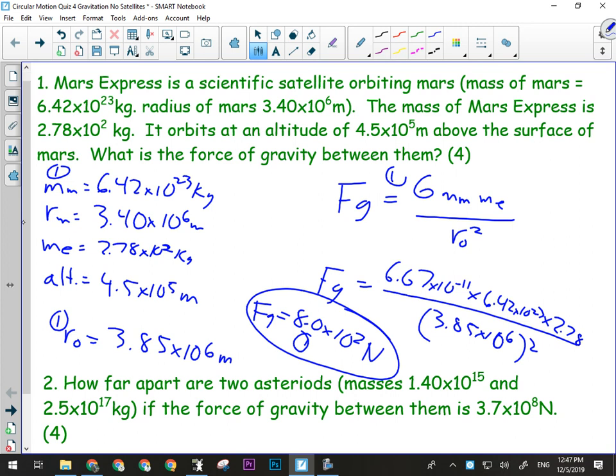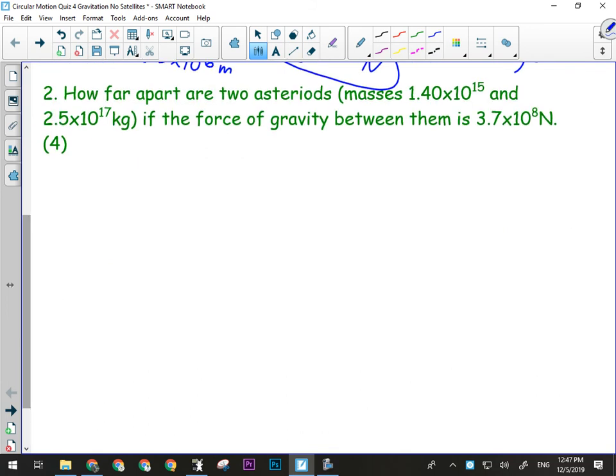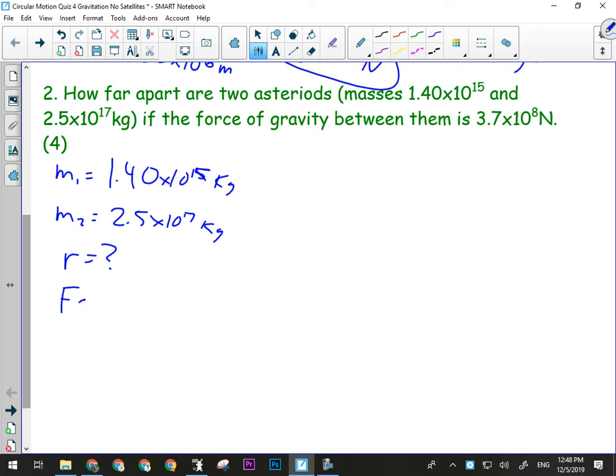For question number 2, we have these two asteroids. We know both of their masses, so we'll say mass 1 equals 1.40 times 10 to the 15 kilograms, and our second asteroid is 2.5 times 10 to the 17 kilograms. We're looking for how far apart they are, that would be the radius, if the force of gravity between them is 3.7 times 10 to the 8 newtons.